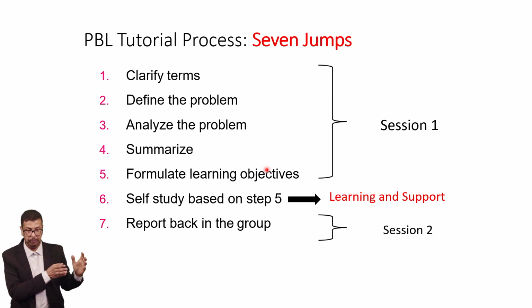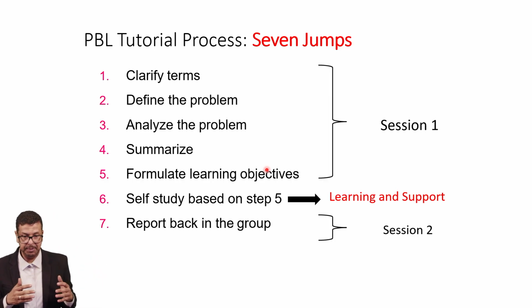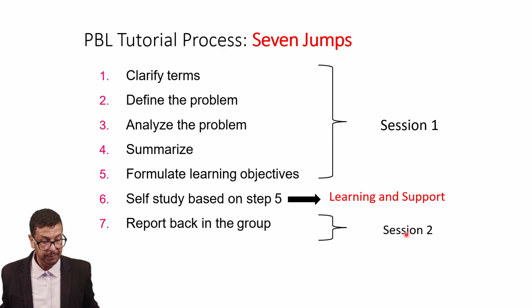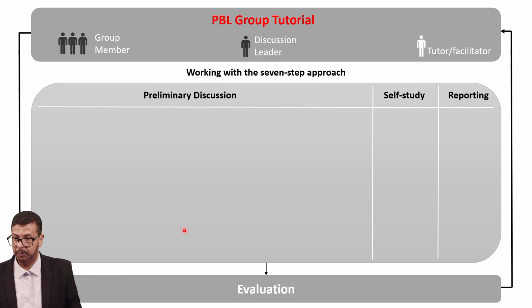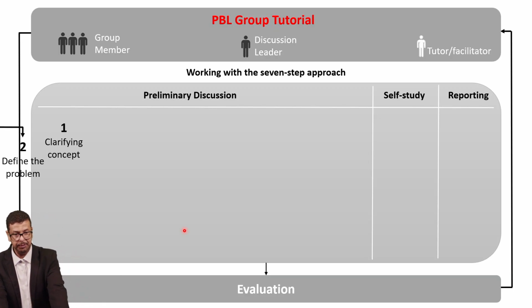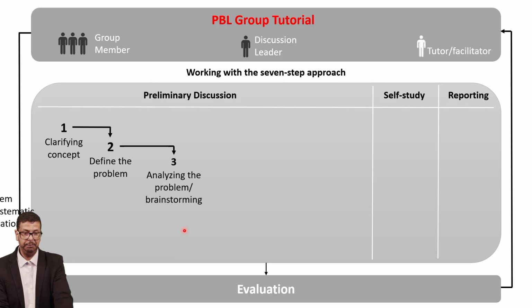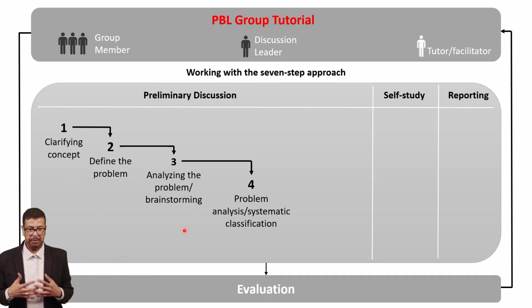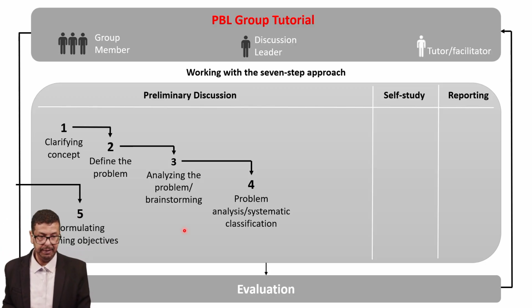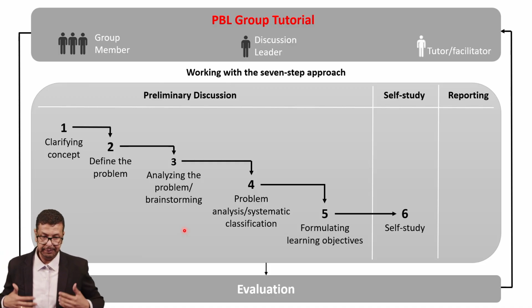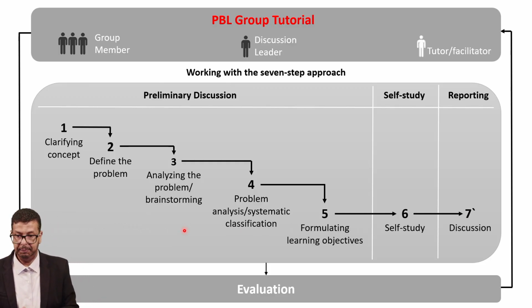Then students will go for self-study or attend sessions, lectures, and clinical skills related to this problem, and then come together in the second session at the end of the week for reporting back to the group. This diagram shows the steps. The first session starts with clarifying the difficult terms, then defining the problem, then analyzing the problem, brainstorming, initial concept mapping by problem synthesis, systemic classification, and then the learning needs at the end. Then they will go for self-study, lectures, clinical skills, and tutorials in between, and then come back for reporting.